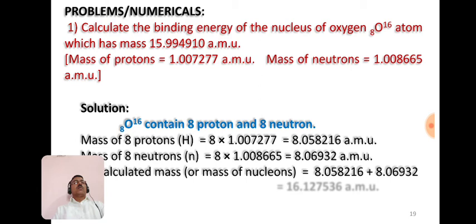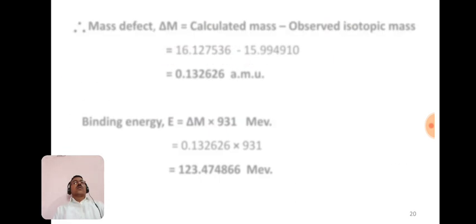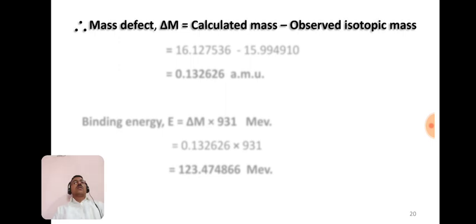So what will be the calculated mass of the nucleons? It will be the addition of these two values, and it equals 16.127536 atomic mass unit. We know the value of the isotopic mass, that is 15.994910, and we have the calculated mass of the nucleons, that is 16.127536. So we can calculate the mass defect using the formula: mass defect is equal to calculated mass minus observed mass.